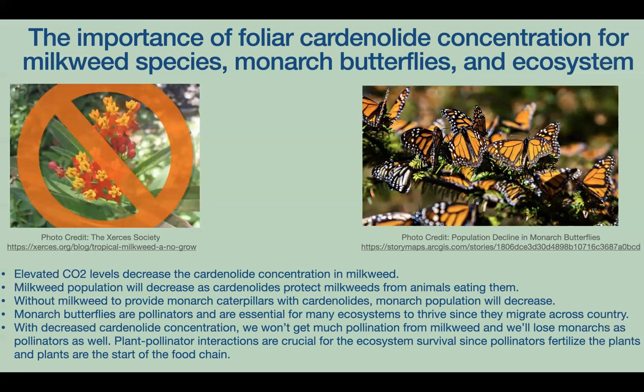Monarch butterflies are pollinators, and they are essential for many ecosystems to thrive, since they migrate across the country. With decreased cardenolide concentration, we won't get much pollination from milkweed, and we will lose monarchs as our pollinators. Plant-pollinator interactions are crucial for the ecosystem survival, since pollinators fertilize the plants, and as we know, the plants are the start of the food chain.